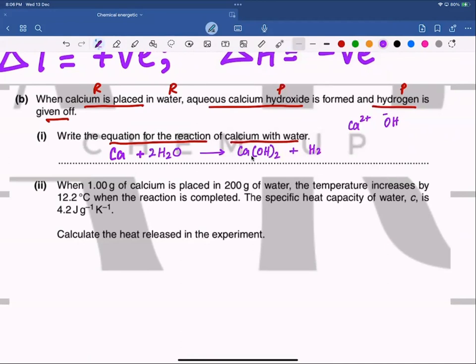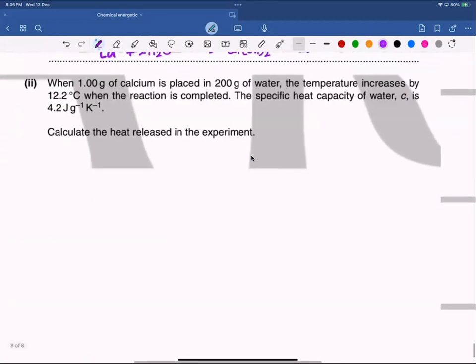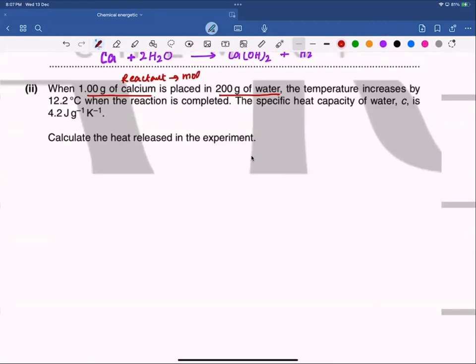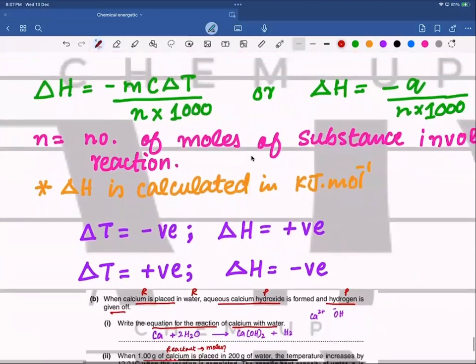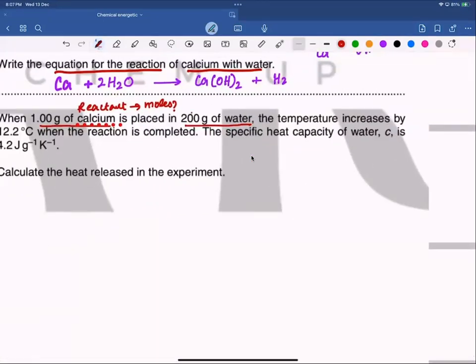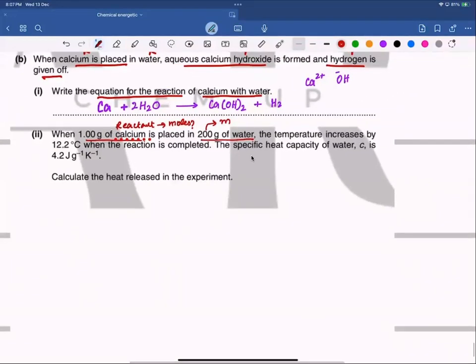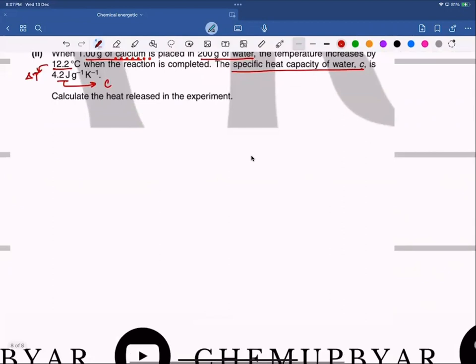Okay, now have a look over here. One gram of calcium is placed in 200 grams of water. So that is our reactant, right? And for the reactant, we have to calculate its moles, right? Here n is the number of moles of the substance involved in the reaction. Mass of water is provided, which is 200 grams. The temperature increases by 12.2. They have given you the temperature and the specific heat capacity of water as well, which is 4.2 joules per gram per kelvin. Is this clear to all of you?